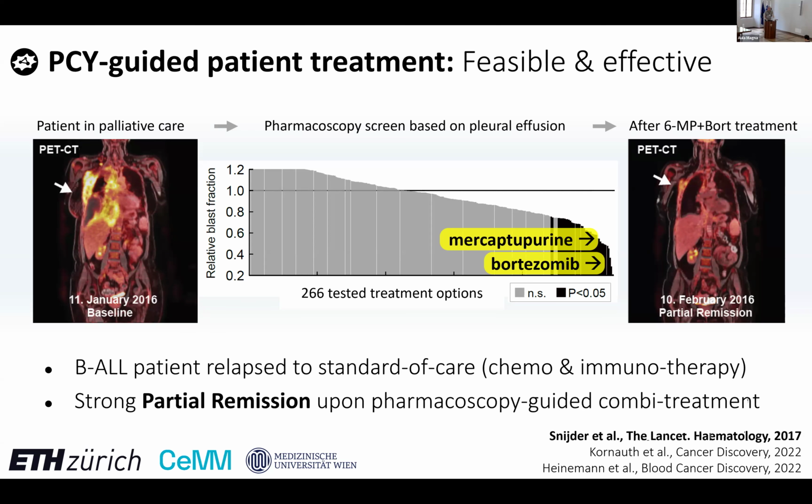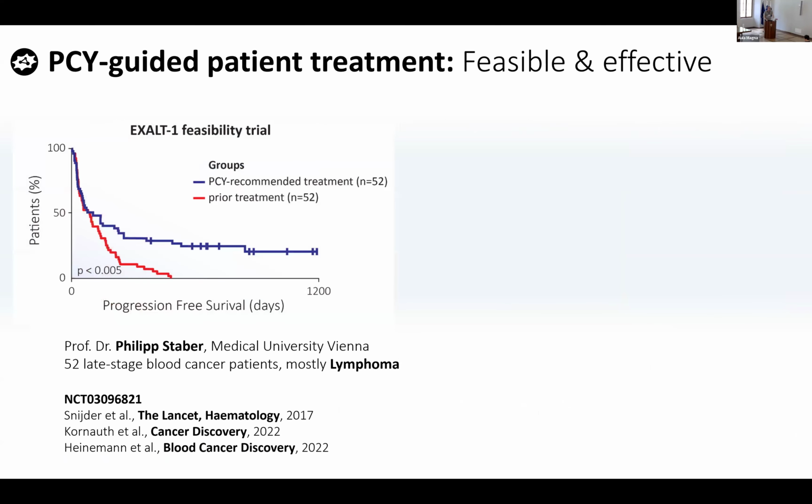So by now we've run this platform through 2 different clinical trials. These are both interventional studies where patients systematically get treated based on our recommendations, and we followed them for years to see how well they respond to their treatment. One study was called the EXALT-1 trial. 52 patients received what we call pharmacoscopy-guided treatment. And what we see is that a quarter of those patients had really long-lasting progression-free survival, up to multi-year benefit from this functional precision medicine, as we call it.